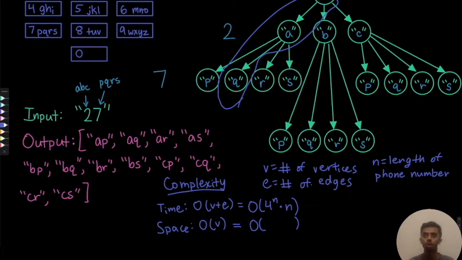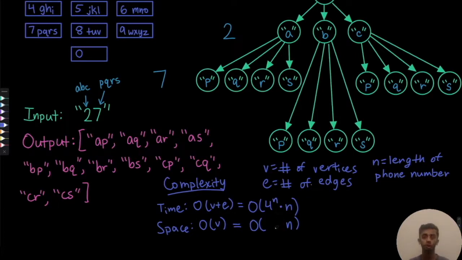But other than that, we're replacing the 2 with 1 digit, which is A. We're replacing the 7 with 1 digit, which is Q. So every digit we have gets replaced by exactly 1 letter. So that's going to be proportional to the size of our input phone number. So what that means is we definitely have an n in our space complexity, and that's specifically considering the maximum size of our call stack at any point in time.